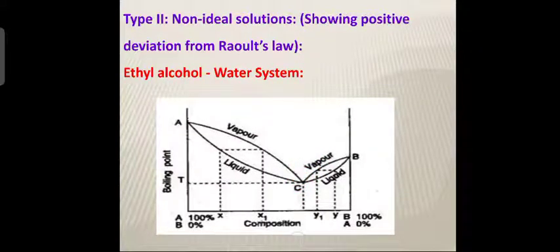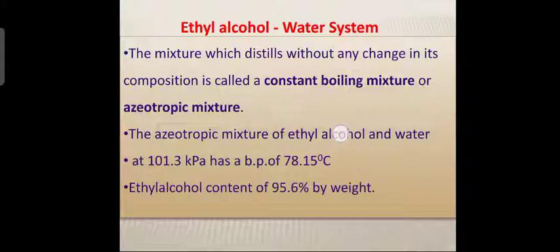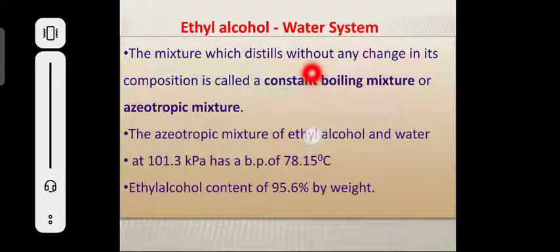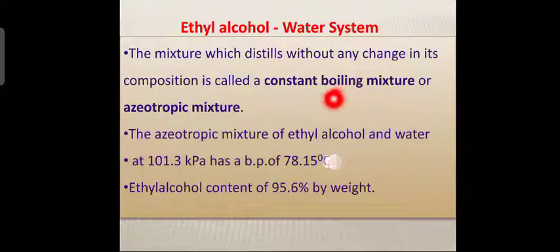Next slide. Ethyl alcohol water system. Now how do you explain the ethyl alcohol water system? The mixture which distills without any change in its composition is called what? Constant boiling mixture or azeotropy mixture. That means the boiling liquid as well as the vapor phase will have the same composition. Alright. For example, this is the azeotropy mixture of ethyl alcohol and water.